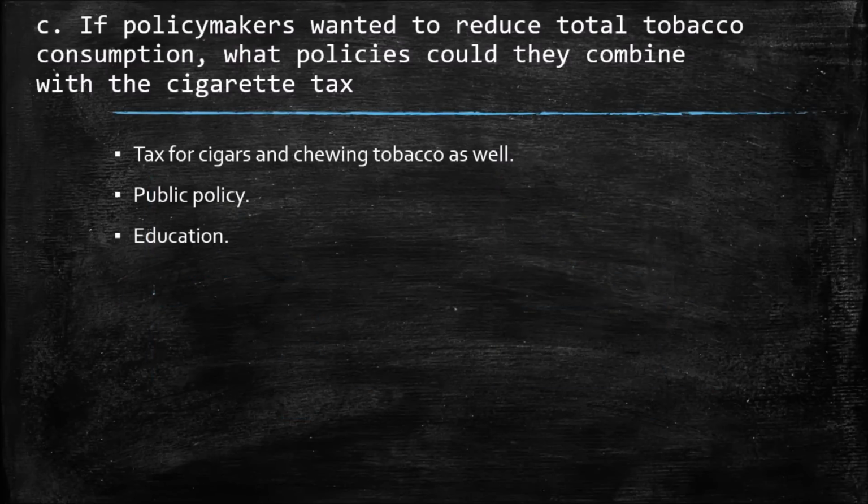Okay. So if policymakers wanted to reduce total tobacco consumption, what policies could they combine with the cigarette taxes? If they want to eliminate all tobacco consumption, policymakers would think about a tax on cigars and chewing tobacco as well. So it's going to be a tax on all the products. In this case, there's going to be a change in the prices and quantities.